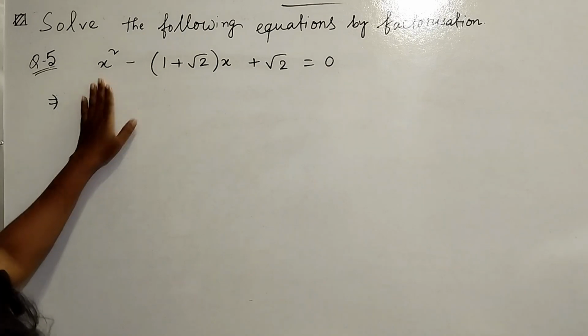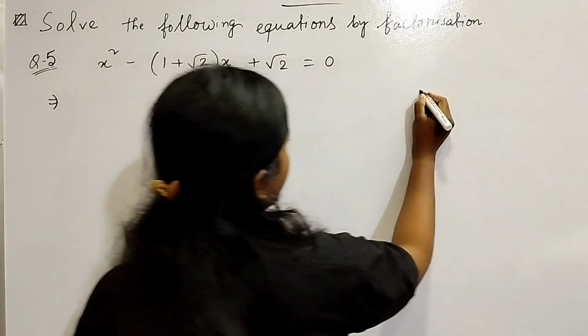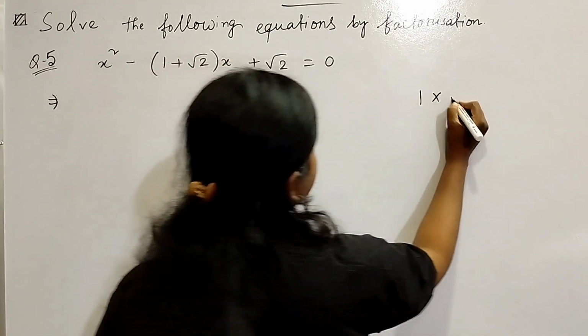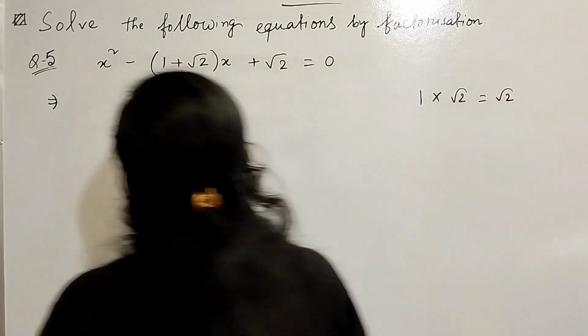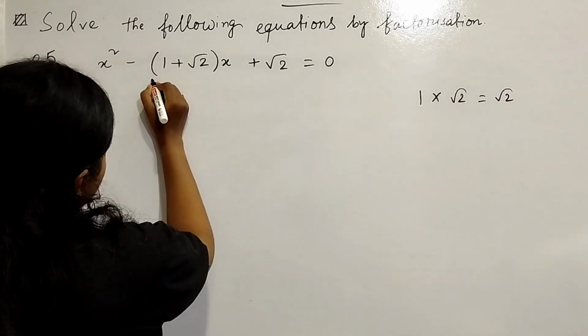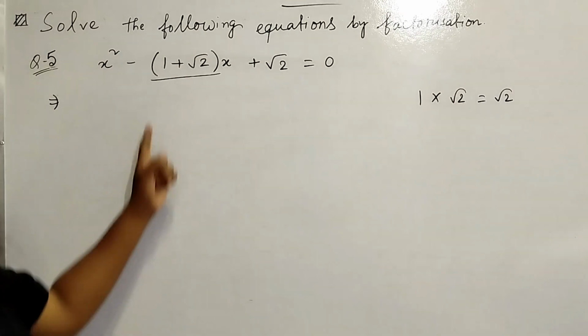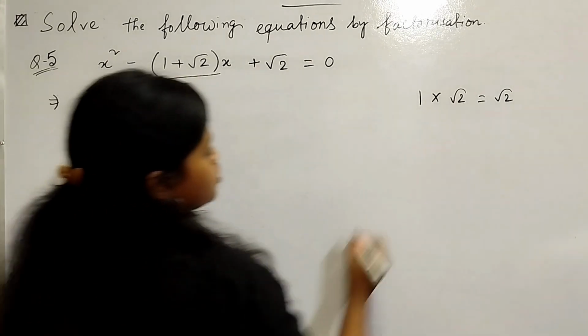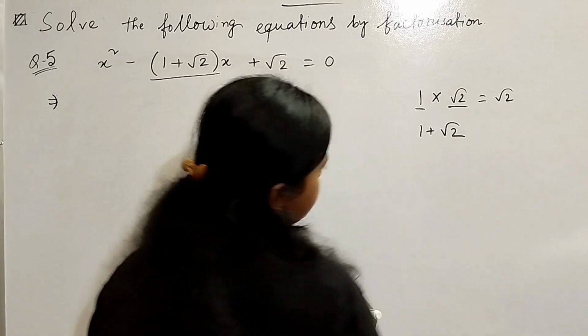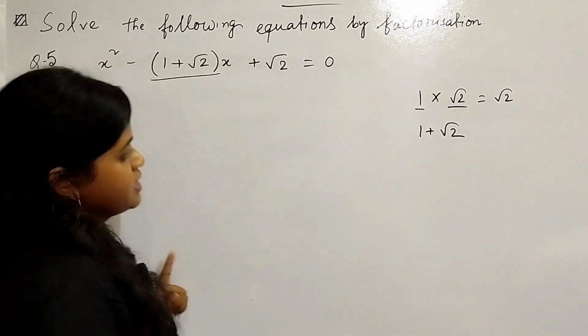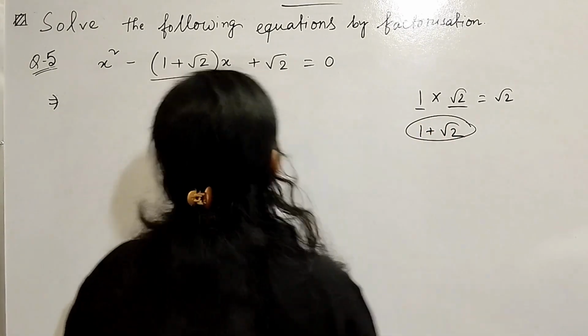So here coefficient of x square is what? 1 and the constant term is root 2. So their product is root 2. But we have to adjust the middle term. So 1 plus root 2. So these are the product. So if I write 1 plus root 2, can I write? Yes. So this is the middle term also.